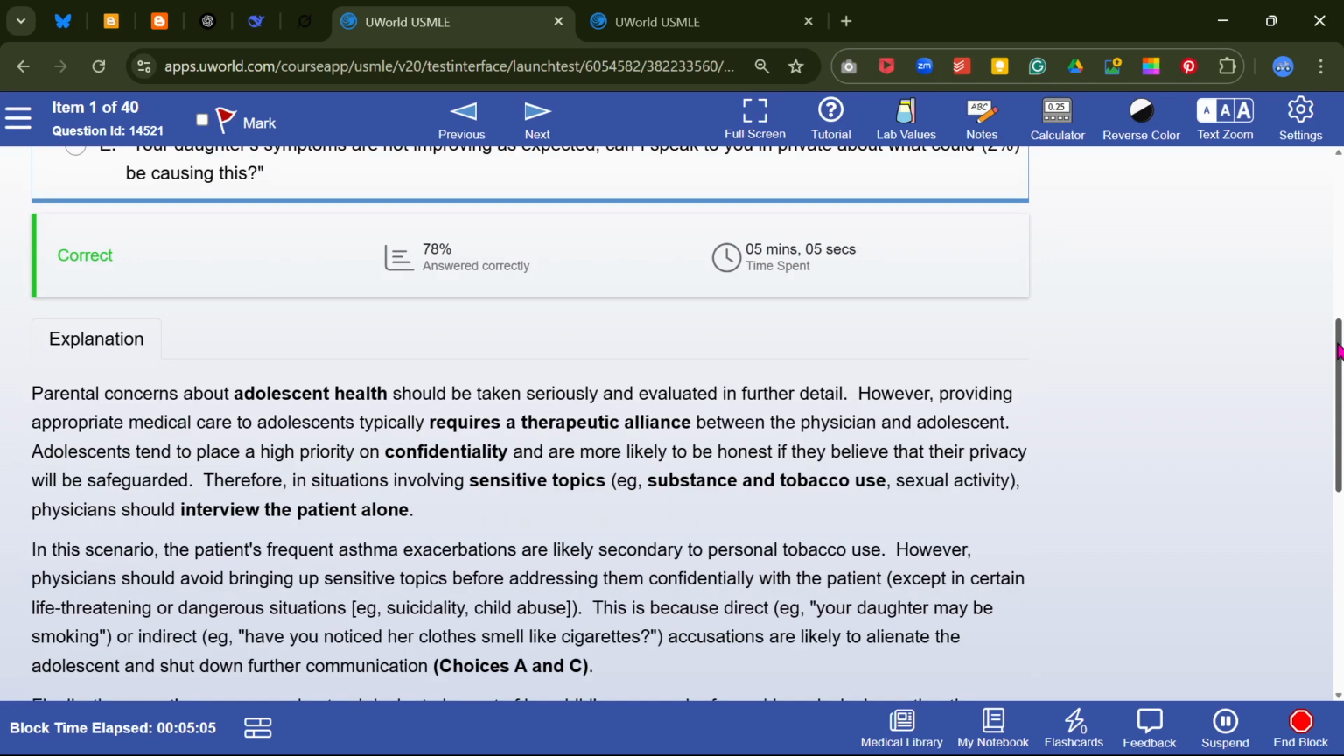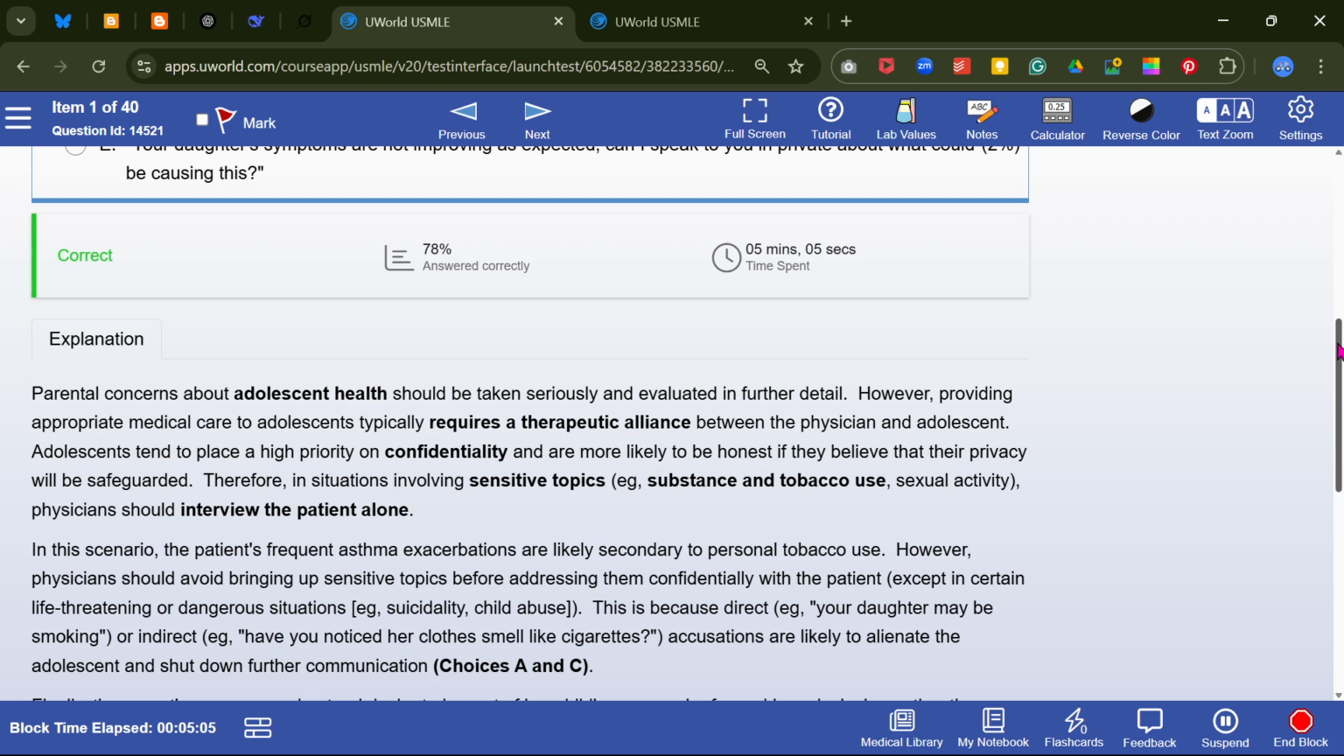Parental concern about adolescent health should be taken seriously and evaluated in further detail. However, providing appropriate medical care to adolescents typically requires a therapeutic alliance between the physician and the adolescent. Adolescents tend to place a high priority on confidentiality and are more likely to be honest if they believe that their privacy will be safeguarded. Therefore, in situations involving sensitive topics, substance and tobacco use, sexual activity, the physician should interview the patient alone.